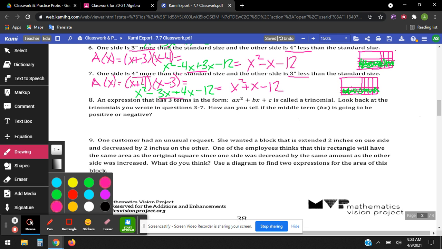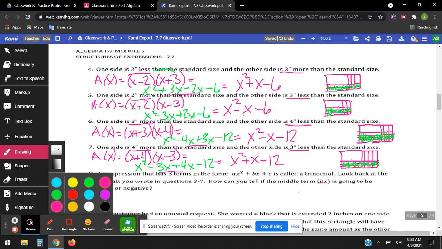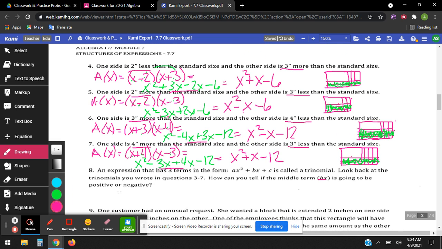Okay, an expression has 3 terms in the form ax squared plus bx plus c is called a trinomial. Look back at the trinomials you wrote in questions 3 through 7. How can you tell if the middle term, bx, is going to be positive or negative? Well, if we look back at least on these guys, since we can see them over here, I took away 2, I added 3, my x was positive. Took away 2, added 2, took away 3, it was negative. Added 3, took away 4, negative. Added 4, took away 3, positive.